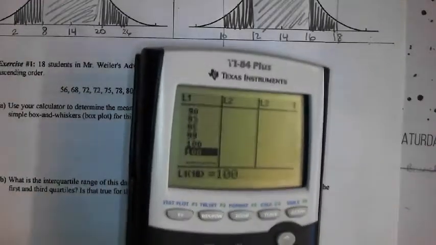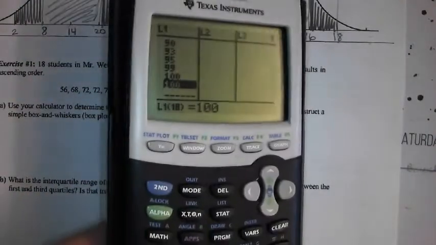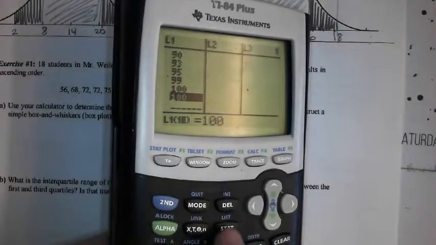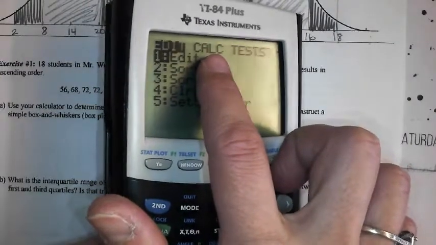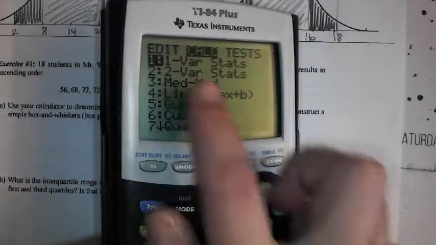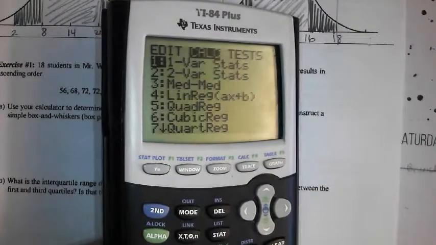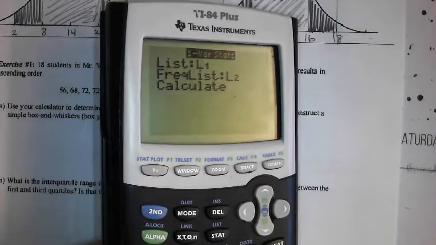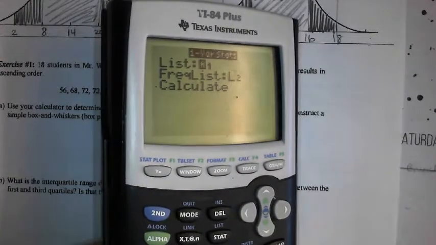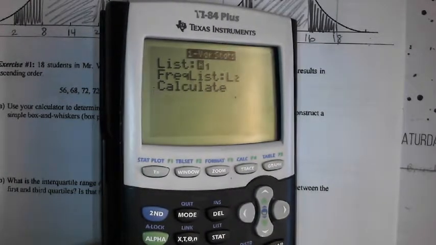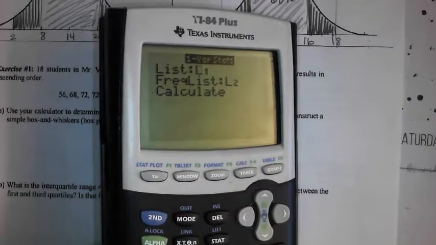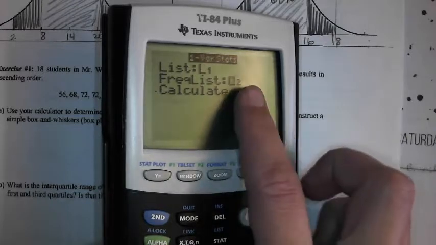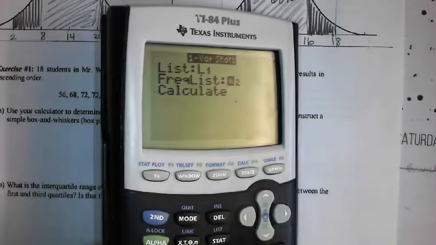So once you have data in, to calculate the statistics, it's pretty much always going to be the same thing. Hit that stat button again and scroll over on the top of the screen to calc and 1 variable statistics. That's all you want to run. So when you hit that, you get to this screen. List is L1. That is the list that I put all my data in. Hopefully you did as well. I don't have a frequency list, so right now I have L2 there. I'm just going to clear that out.